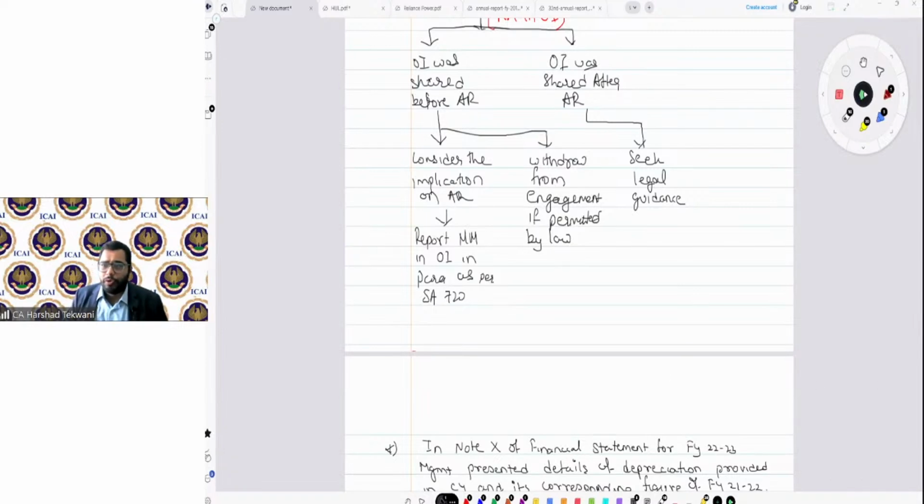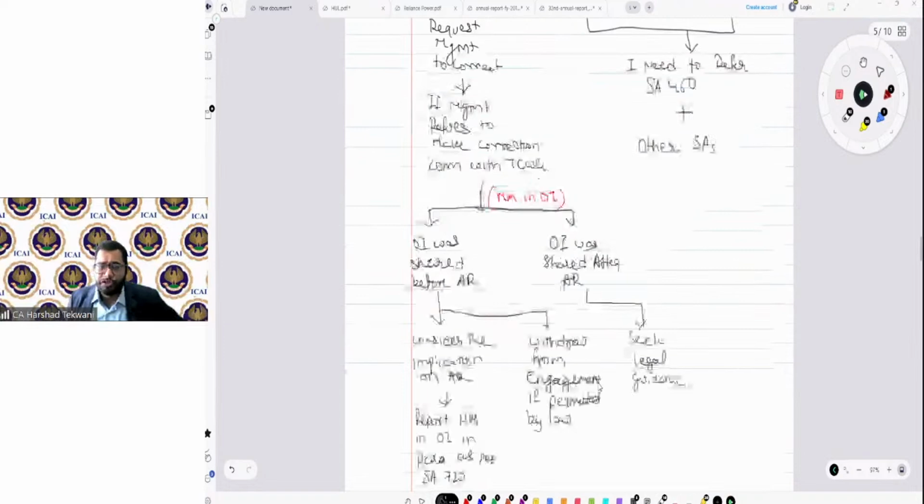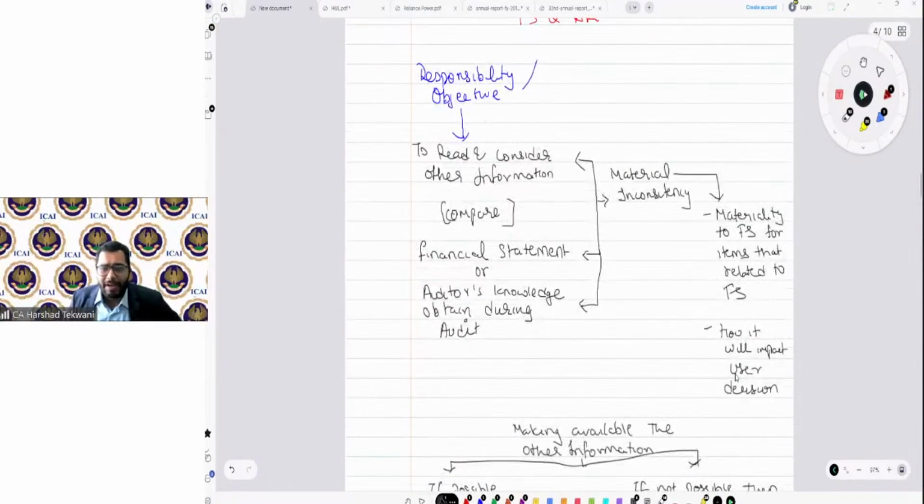Any doubt with respect to the other information till now? So there is a question: how will I decide whether it impacts the user decision or not? See, there is no clear-cut guidance available. It's a professional judgment. There could be some scenarios where professional judgment is required, and accordingly the auditor needs to take a decision whether it will impact the user decision or not. So not all misstatements will impact the user decision.